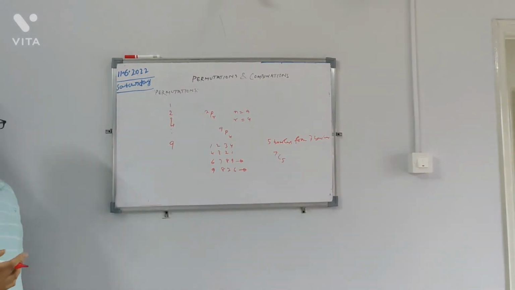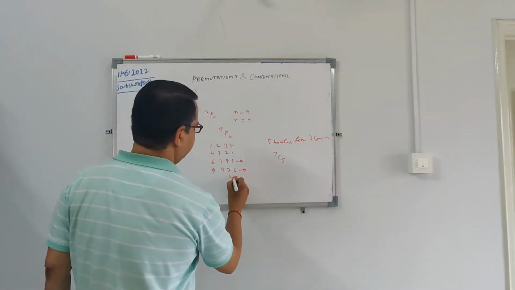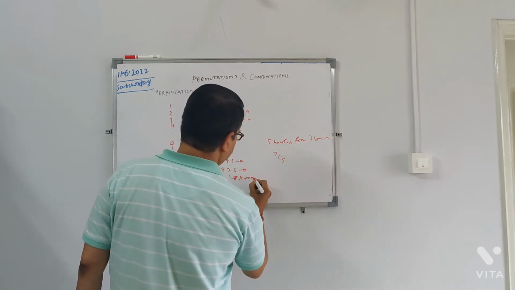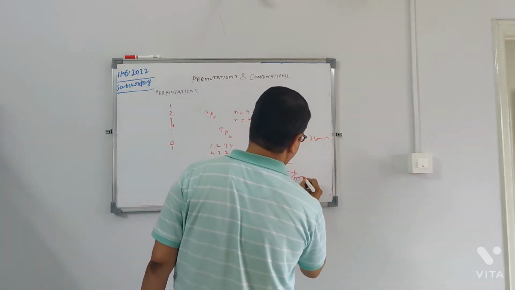In permutation, the order in which they are selected matters. So permutation is an arrangement, whereas combination is a group.